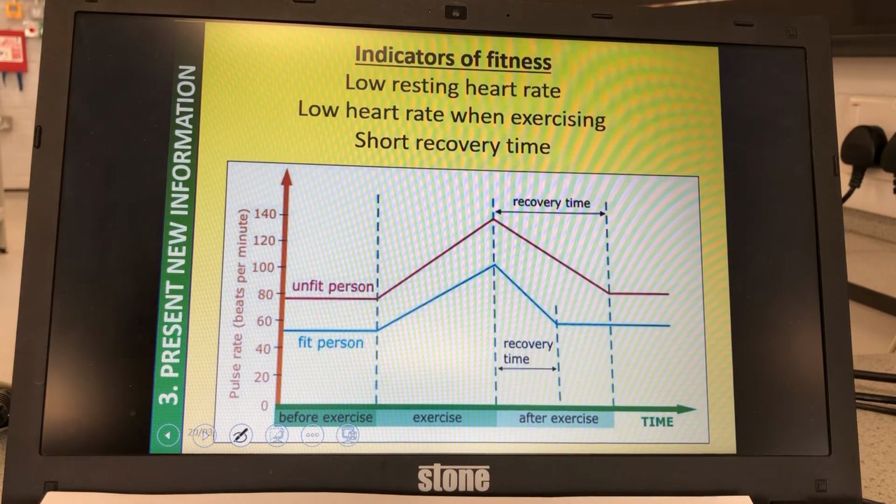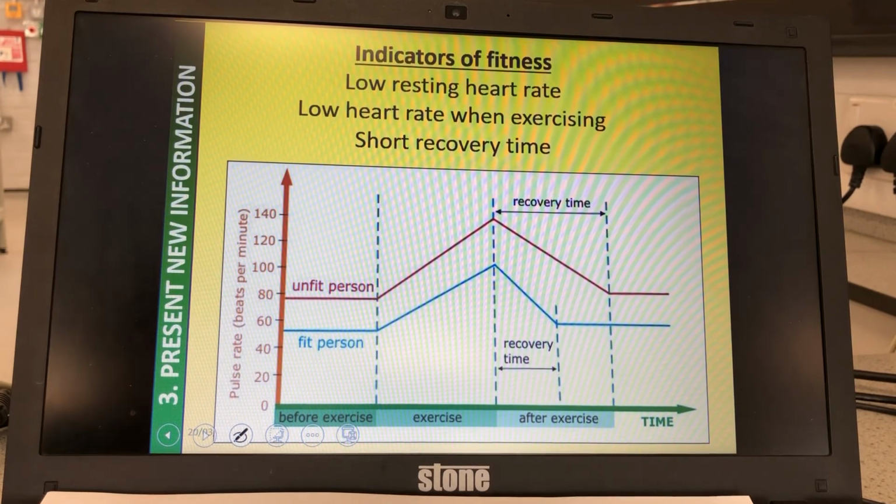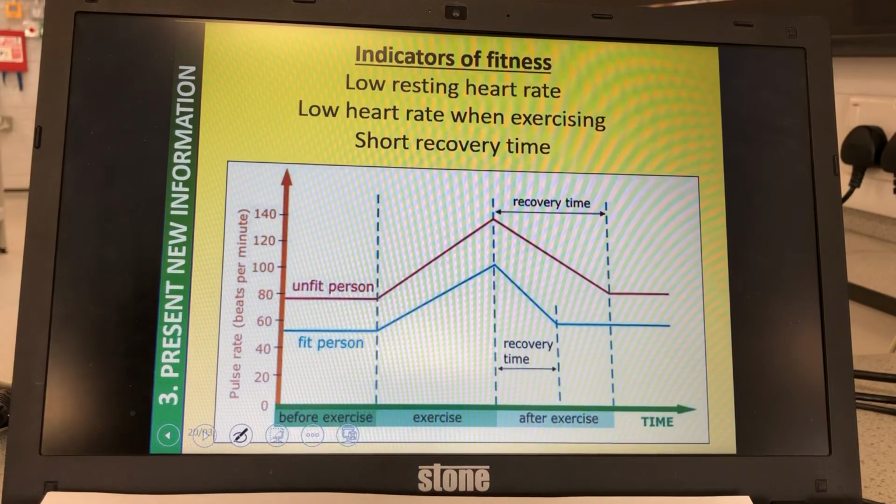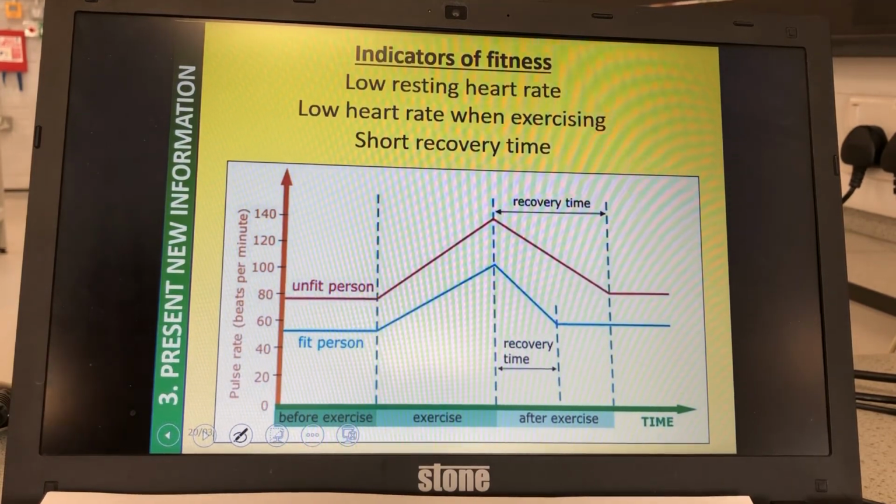So the last thing we're going to do today is we're going to do maybe 3 sentences in our book, and we could say something like, I am fitter than my friend because I have a lower resting heart rate and a shorter recovery time. However, they are fitter than I am because their heart rate during exercise was lower than mine. That's the kind of phrasing I'm looking for you to write in your book.